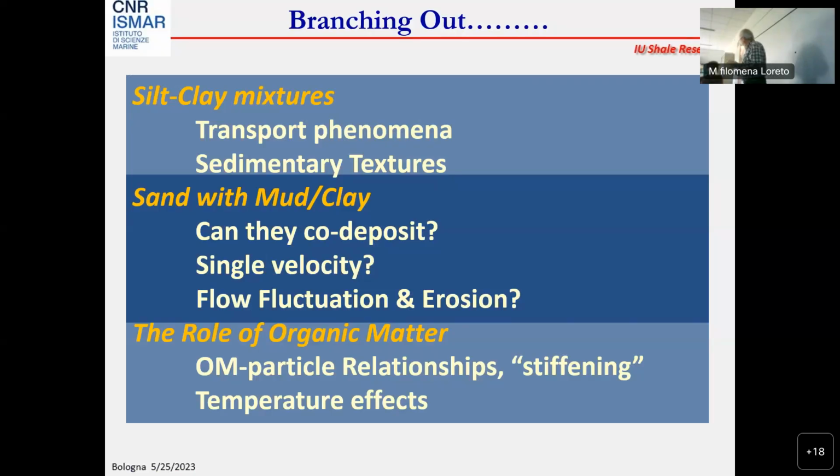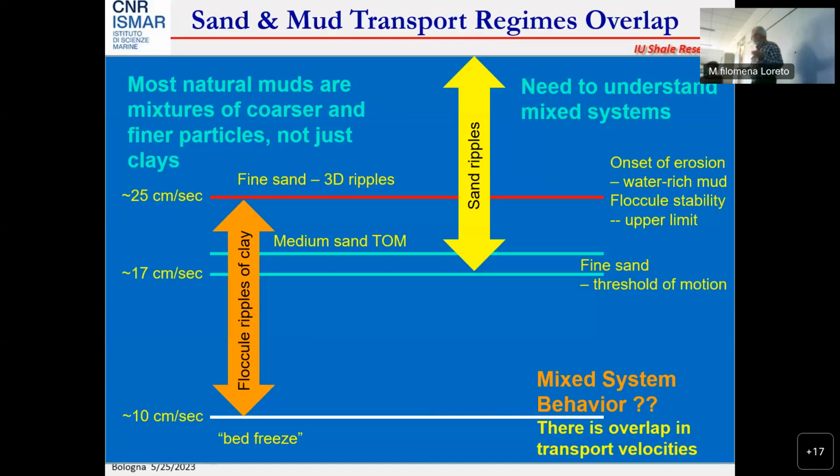Surely it cannot work, right? Sand grains are such large and dense particles. How can they be deposited at the same time as mud? But it's not my fault. That's what they do. If you look at the velocity range at which flocculated clays and muds are stable, it's about from 10 centimeters to 25 centimeters per second. And when you look at sand ripples, or fine sand, it's about 17 centimeters per second, or slightly higher for medium sand, but basically they overlap.